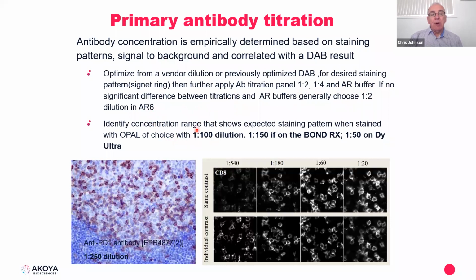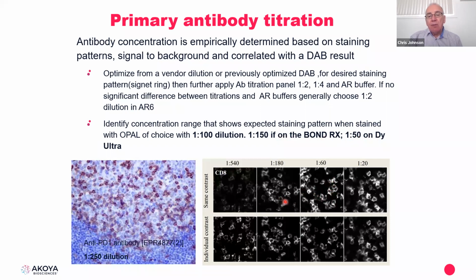To visualize, we'll tend to use the Opal dye, TSA Opal dye, probably at about 1 in 100 dilution, as we mentioned before. But if you're using the machines, 1 in 150 for the Bond, 1 in 50 for the Ultra. What we're looking for is precise signet ring type structures.